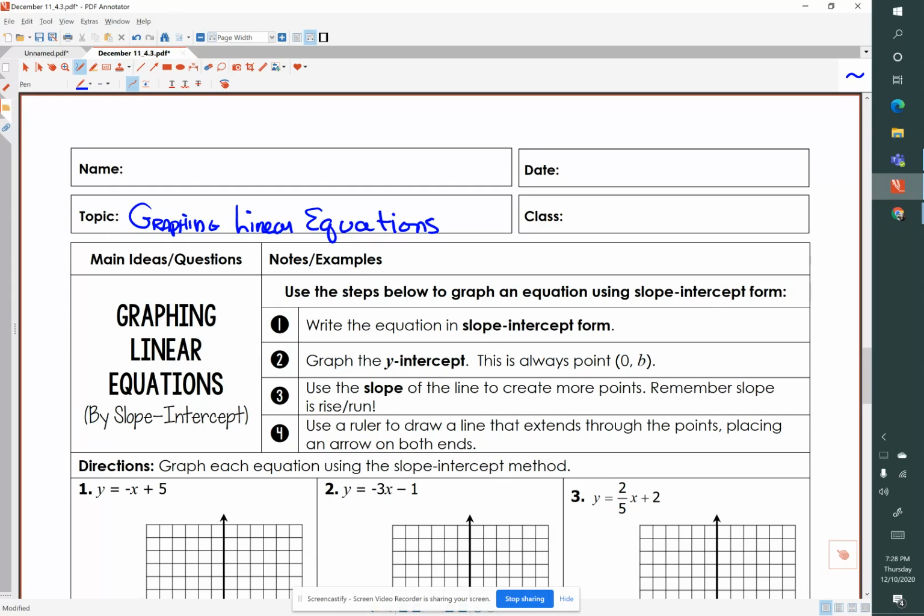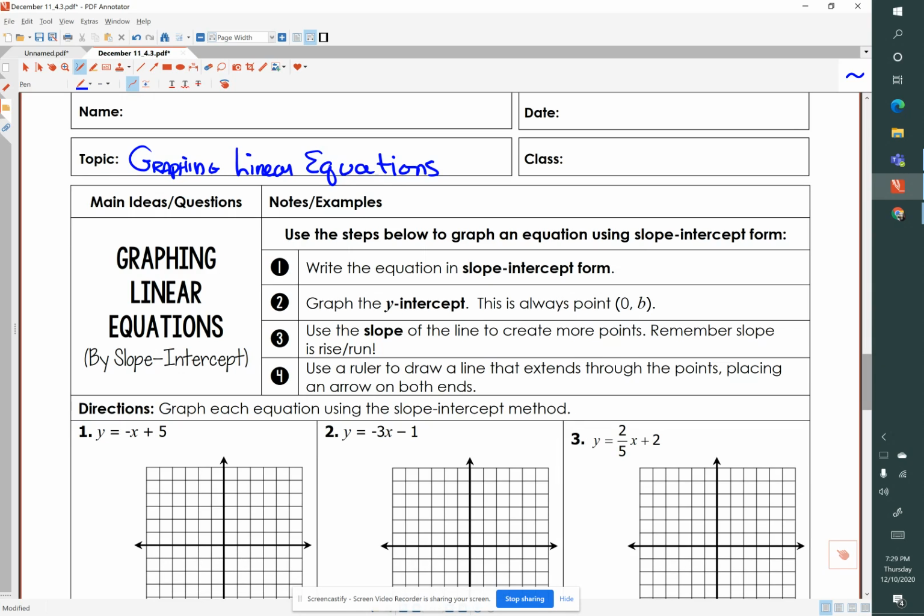Okay, so let's get started. When we graph linear equations, we can use the steps that you see here to graph the equation using the slope-intercept form of the equation. The slope-intercept form is y equals mx plus b.